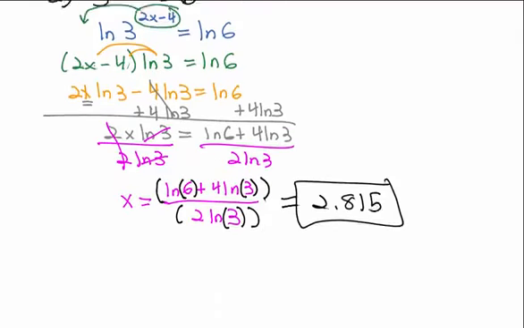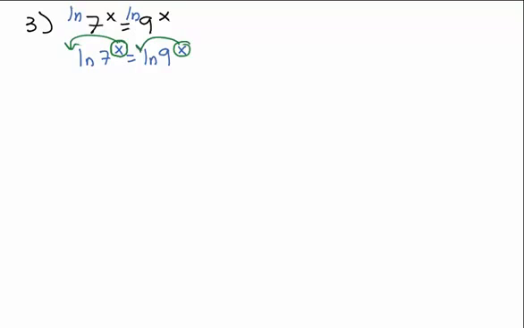Let's try another example. Number 3, we're going to do 7 to the x equals 9 to the x. What exponent gives the same answer for both a base of 7 and a base of 9? Well, to get the variable out of the exponent, we'll take a natural log of both sides. Natural log of 7 to the x equals natural log of 9 to the x. And what's nice here is this grabs those exponents and moves them in front of their logarithm. So we have x natural log of 7 equals x natural log of 9.